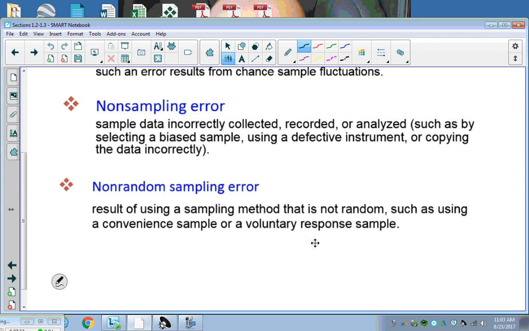I said it was random, but it's not random, such as a convenient sample or voluntary response. And that's one of the things that we can't control with the SI, because we can't control which students are going into which sections, and we don't tell you which sections are SI. See, so that's not something that we can control.